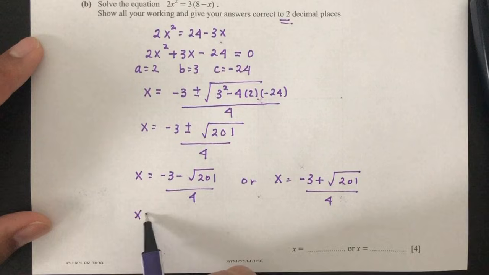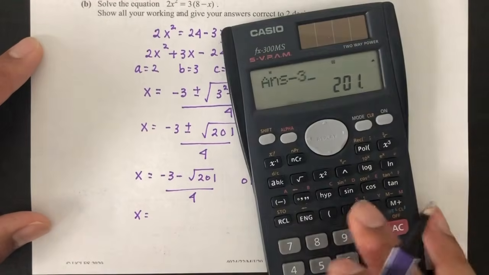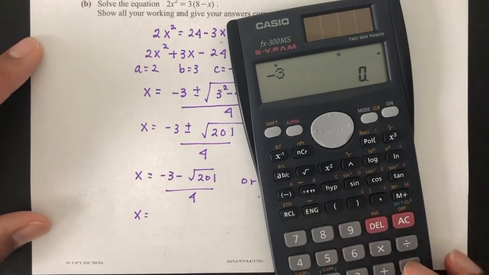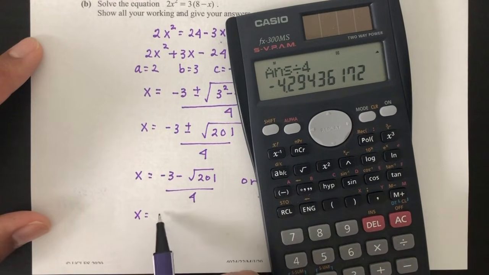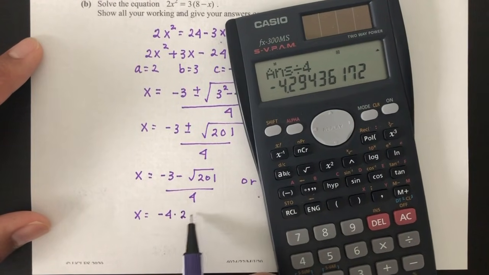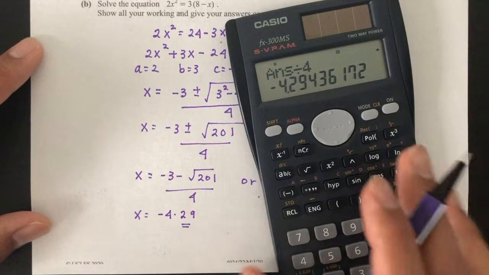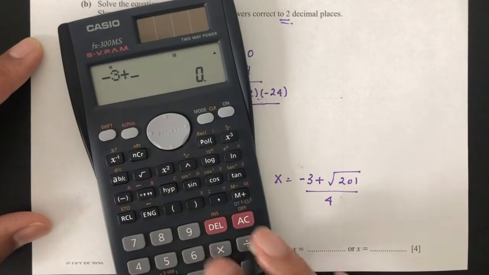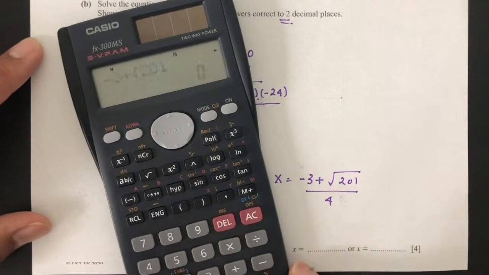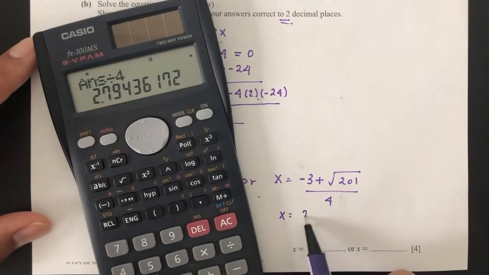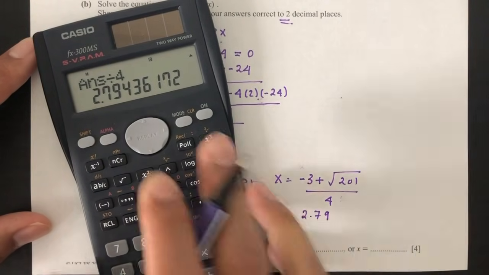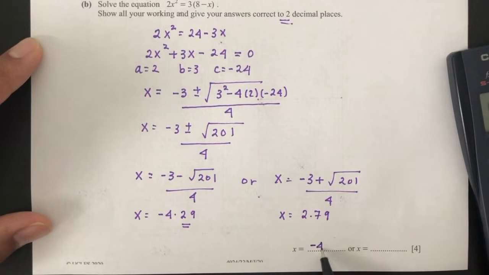The first value will be what? Let's do that. So minus 3 minus square root of 201 divided by 4, that will be minus 4.29 because we need 2 dp. Now this one is minus 3 plus square root of 201 divided by 4, that will be x equal to 2.79, 2 dp. So your answers will be minus 4.29 or 2.79.